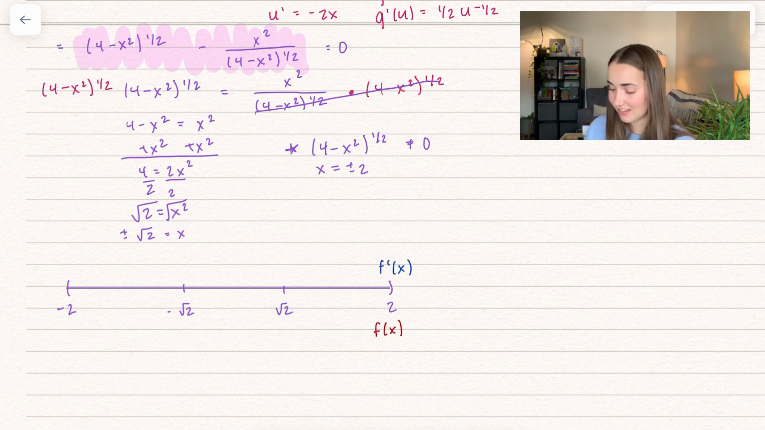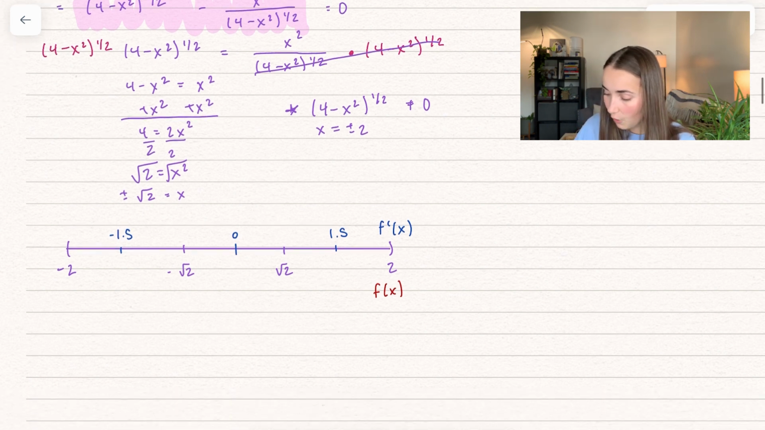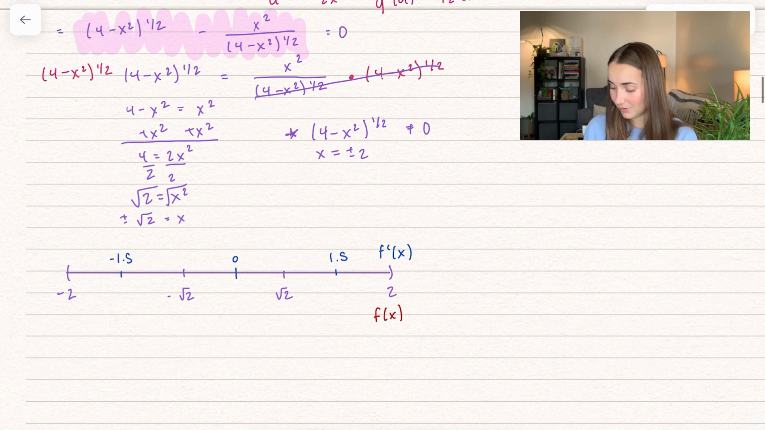Okay, let's go ahead and fill in some values. So the very nice one, I'm going to choose 0. But what do I choose on either side of these? A good known fact is maybe that 1.5 is greater than the square root of 2. So that might be a bit of memorization, but that's a good little fact to have in our brains because now I can apply 1.5. So I'm going to go ahead and fill these in. I'm going to plug them into my first derivative and find out if my values are positive or negative.